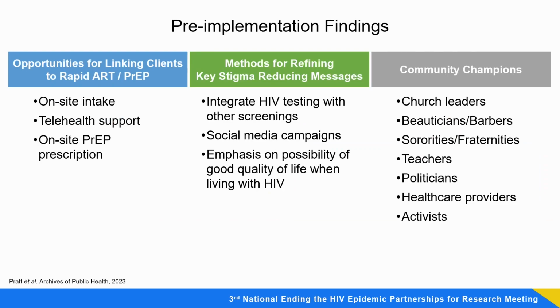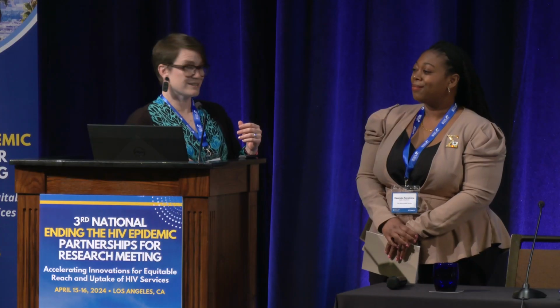Our pre-implementation findings we've already published, but what we found from our key stakeholders who talked to us was that if we were going to do non-facility-based out-of-clinic testing, it would be important to have opportunities to link clients to rapid treatment and PrEP. It would be important to have methods for addressing stigma. And this was a back and forth this morning in the first session. Our key stakeholders told us integrate HIV testing with other screenings. Don't just say you're here for HIV. That is not going to work. And then, of course, integrate with community champions as you try to get into new communities and contexts. You're going to have to work with the people who are already known and already working in those areas. So I'll turn it over to Deandra for our methods.